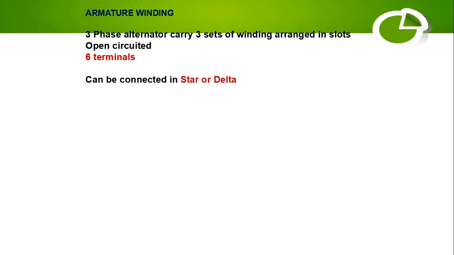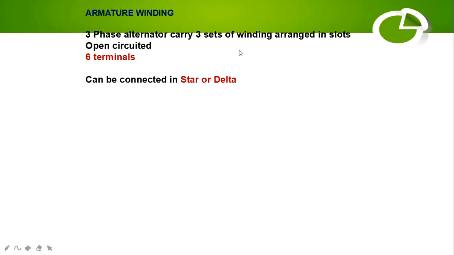Now come to the point armature winding. This armature winding portion is very much important for the alternator, because depending on the type of the armature winding, the EMF value or the magnitude of the EMF will vary, because depending on the armature winding, the factors which are given in the previous slide, Kp and Kd, will change. So that is why armature winding is a very important consideration for deriving the EMF equation for the alternator.